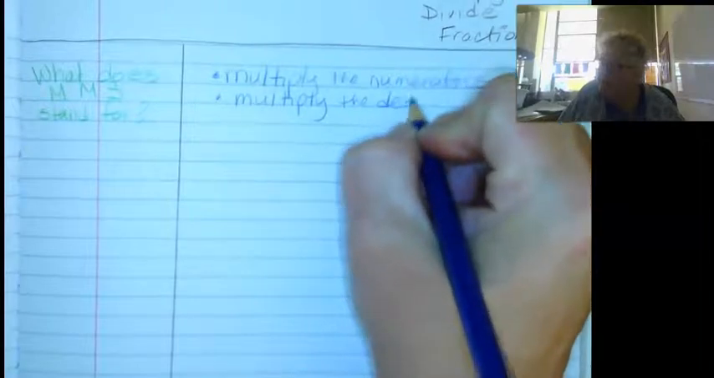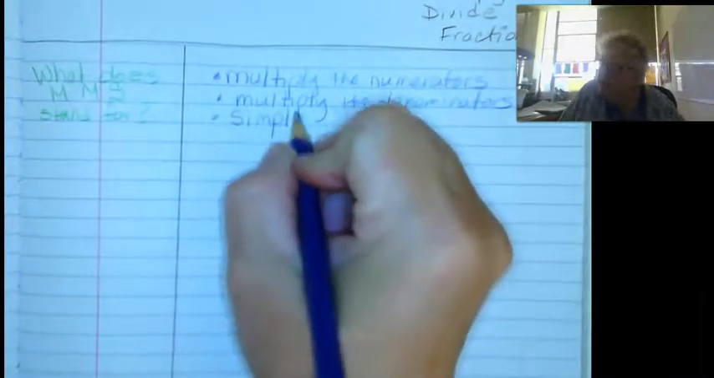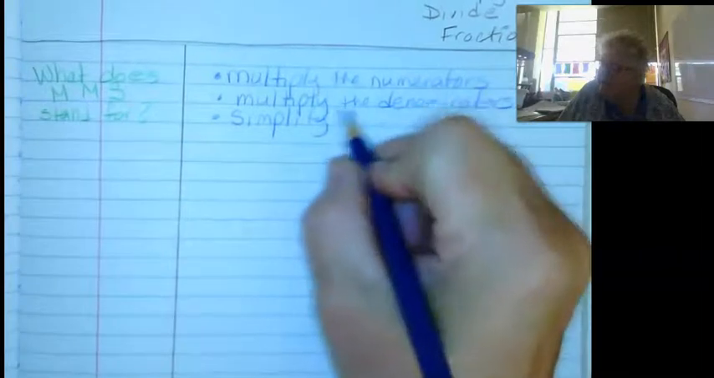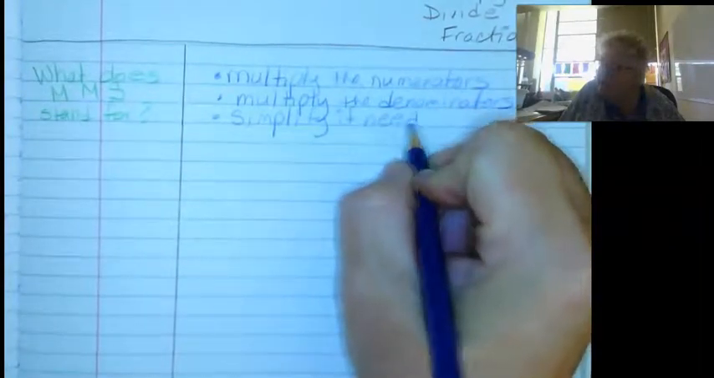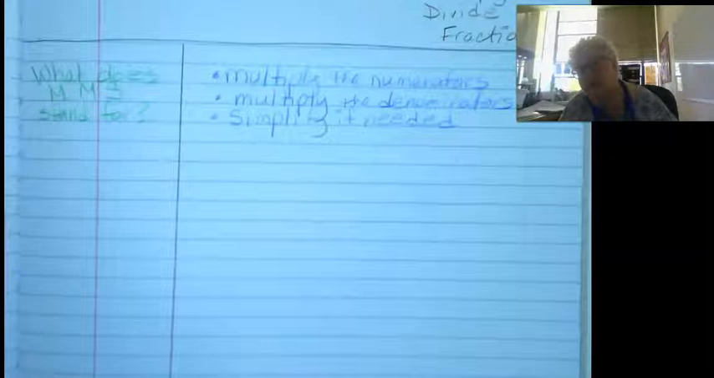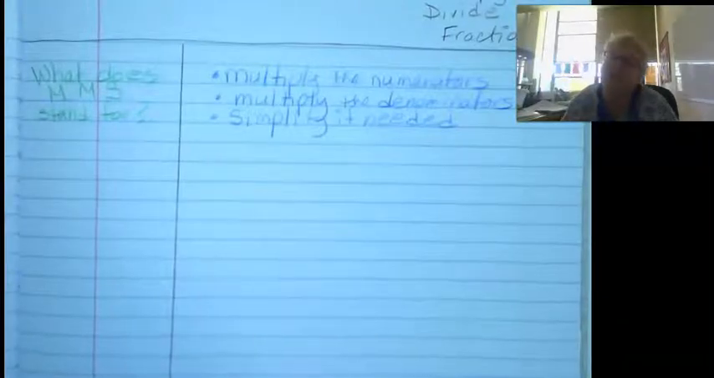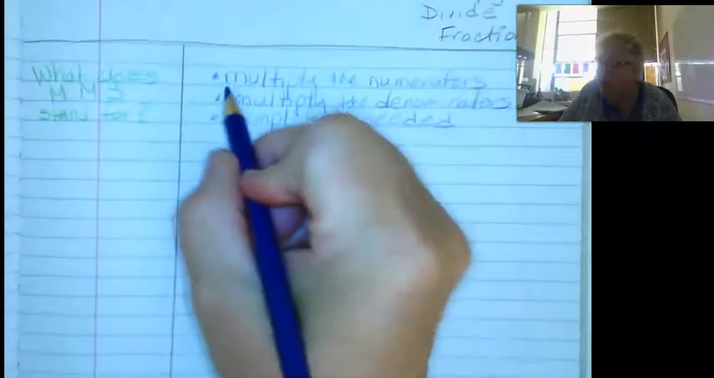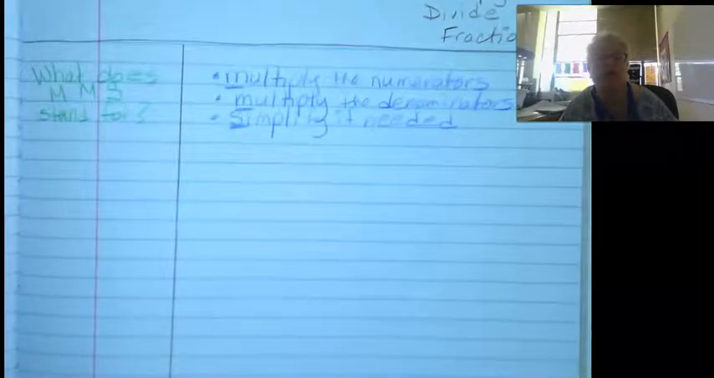And then multiply the denominators. And then simplify if needed. Gee, do you think that's why we did simplify when we were doing GCF and LCM? Yeah, that's why. So, multiply, multiply, simplify. That's how we multiply fractions.